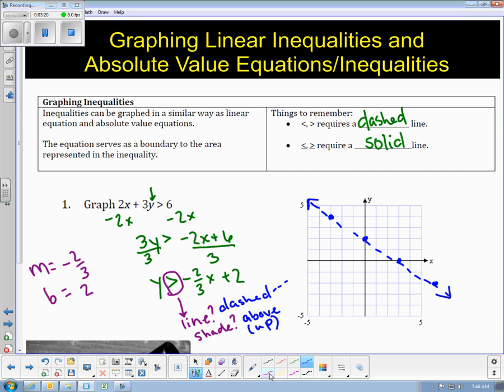Then I want to shade above because all my solutions are greater than. So imagine yourself standing on the line, anywhere on the line, and going straight up. That's where we're going to shade. It's really helpful if you draw your line across the whole coordinate plane like I did so that you have a clear boundary of where you're shading. Okay, and that's my inequality.